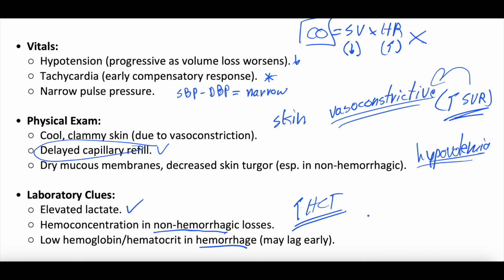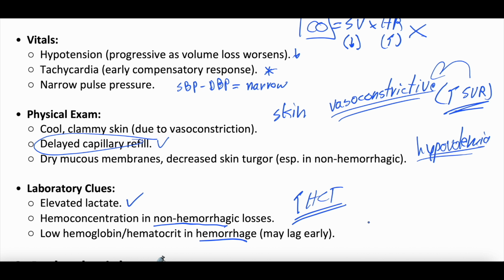It might look quote unquote normal because you're bleeding all of your blood out, right? For that hemoglobin to drop, you have to have an increase in your plasma volume with low numbers of red blood cells to make that hemoglobin then look low. So this may lag. This may not be an early sign. Don't be fooled, right? Hemoglobins can be normal in a hemorrhagic shock if it's acute. All right, don't be fooled.